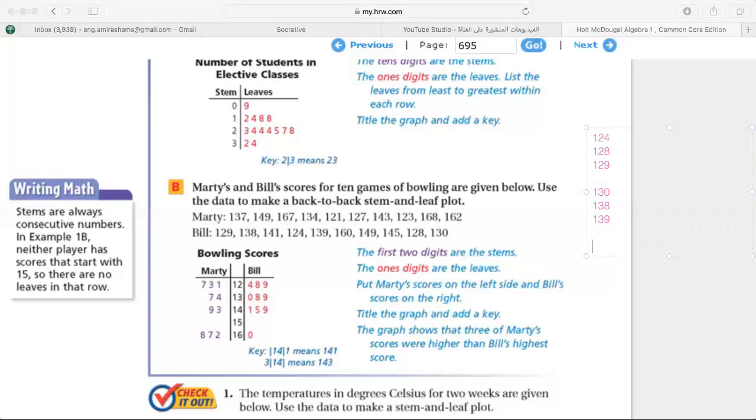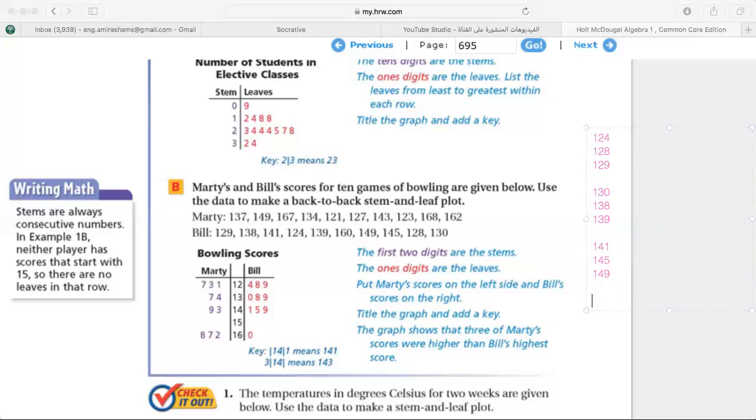Then comes 14. 140, 141, 145, 149. So I will take 14 and put it in the stem and take the last digits 1, 5 and 9, and put them in the leaves. I will continue with 15 in case I have it in Marty. I don't have it in Bill, but I will write 15 in case I have it in the other one.